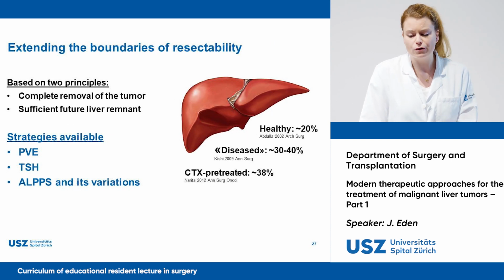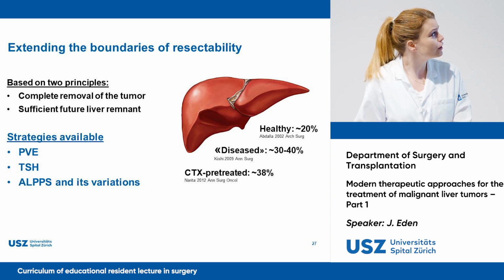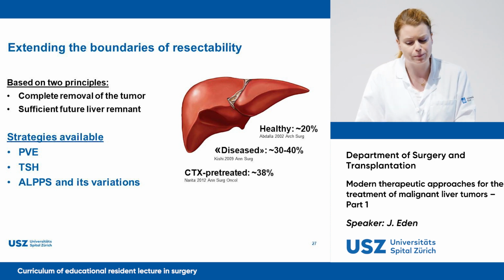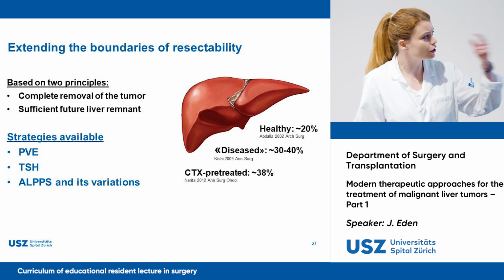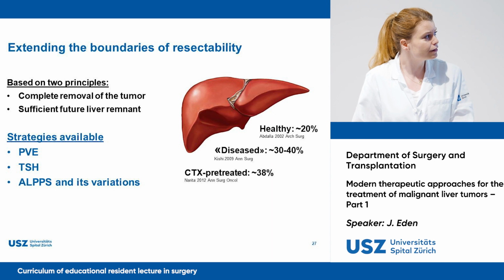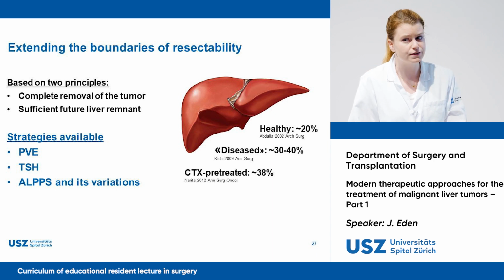Now, extending the boundaries of resectability. This is based on 2 principles. 1, the complete removal of the tumor, and 2, to keep a sufficient future liver remnant. In a healthy liver, I want you to look at the picture on the right-hand side. In a healthy liver, we usually opt for a future liver remnant of about 20%. And that is very optimistic. We usually go for 25 to 30%.